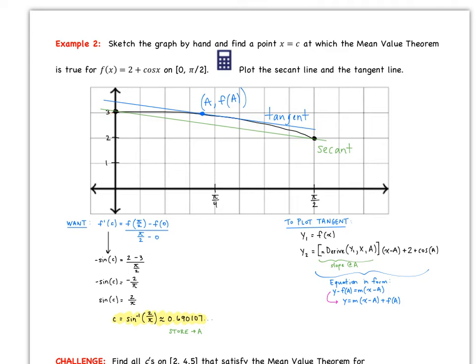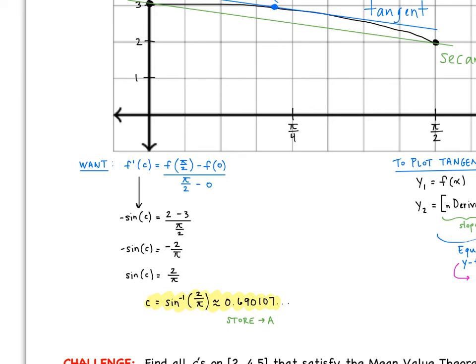So the first thing we need to do is find that c value, right? By the mean value theorem, so long as we are continuous and differentiable, which we are, f prime of c is equal to that average rate of change, right? So we go through and we plug in f prime of c.